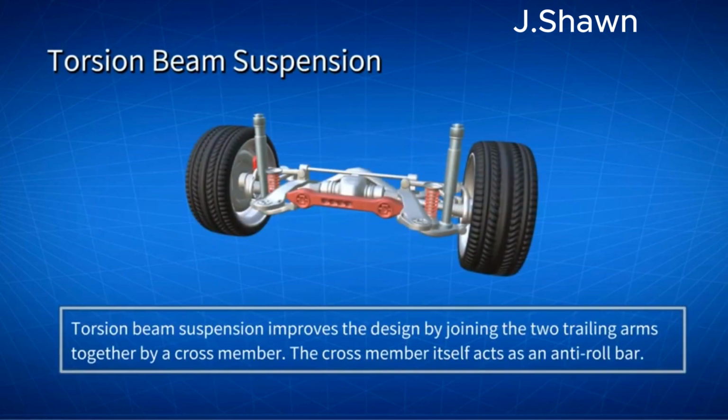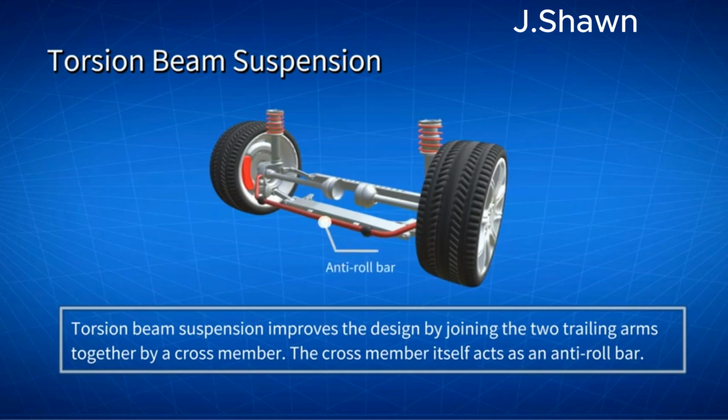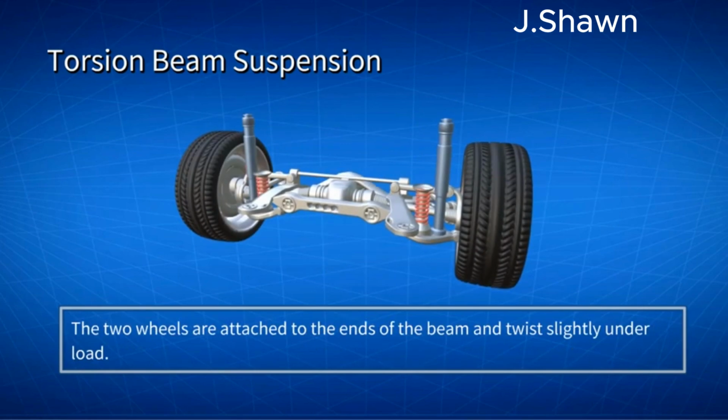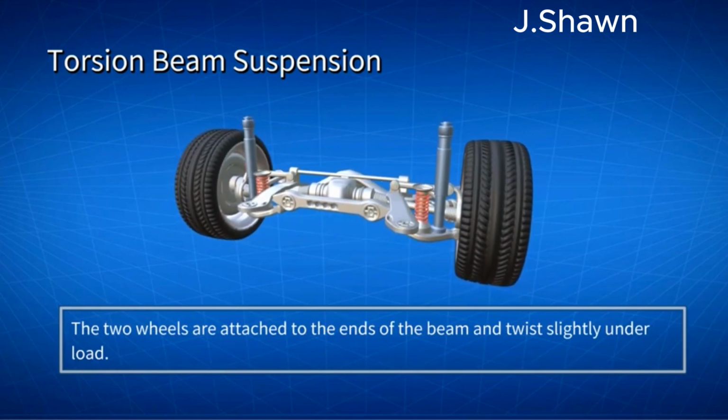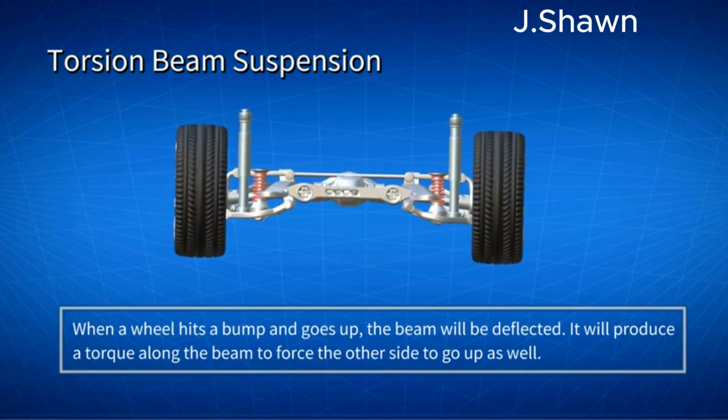Torsion beam suspension improves the design by joining the two trailing arms together by a cross member. The cross member itself acts as an anti-roll bar. The two wheels are attached to the ends of the beam and twist slightly under load. When a wheel hits a bump and goes up, the beam will be deflected, and transfer part of the load into the other wheel. It will produce a torque along the beam to force the other side to go up as well.